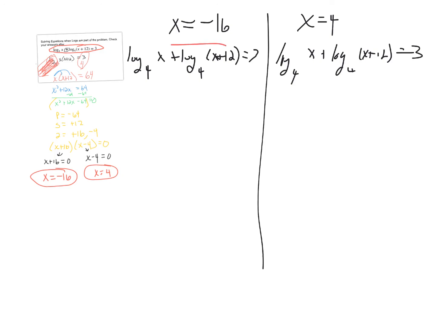All right, so substitute. Log base 4 of -16. And again, I see this right away, I can dead stop. I know not to go any further because I got a log of a 4 equaling a negative. This is over. Gone.